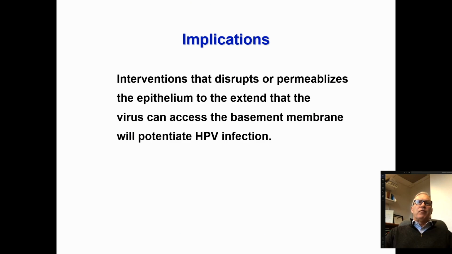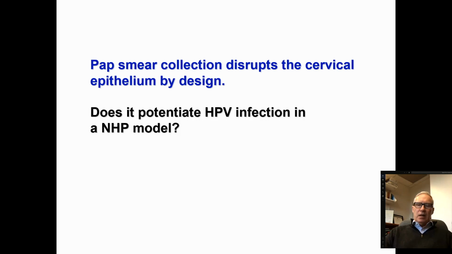So the implication for this study is that interventions that disrupt or permeabilize the epithelium to the extent that the virus can access the basement membrane are by our model going to potentiate HPV infection. Next slide. So we were struck by the fact that Pap smear collection disrupts cervical epithelium by design. And so we decided to ask the question whether potentiation of HPV infection occurs after collection of a Pap smear. We couldn't do this in women, so we turned to a non-human primate model, rhesus macaque specifically.